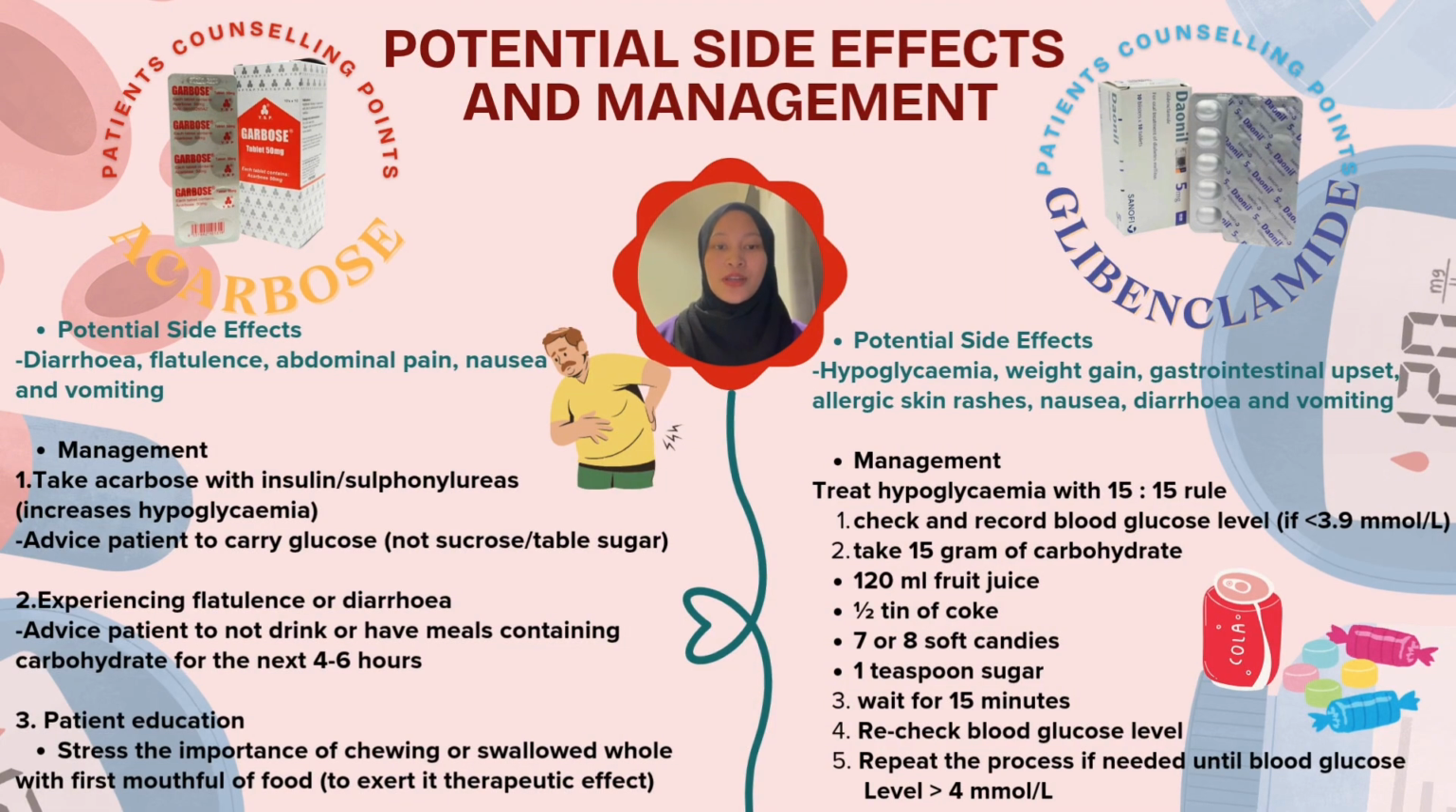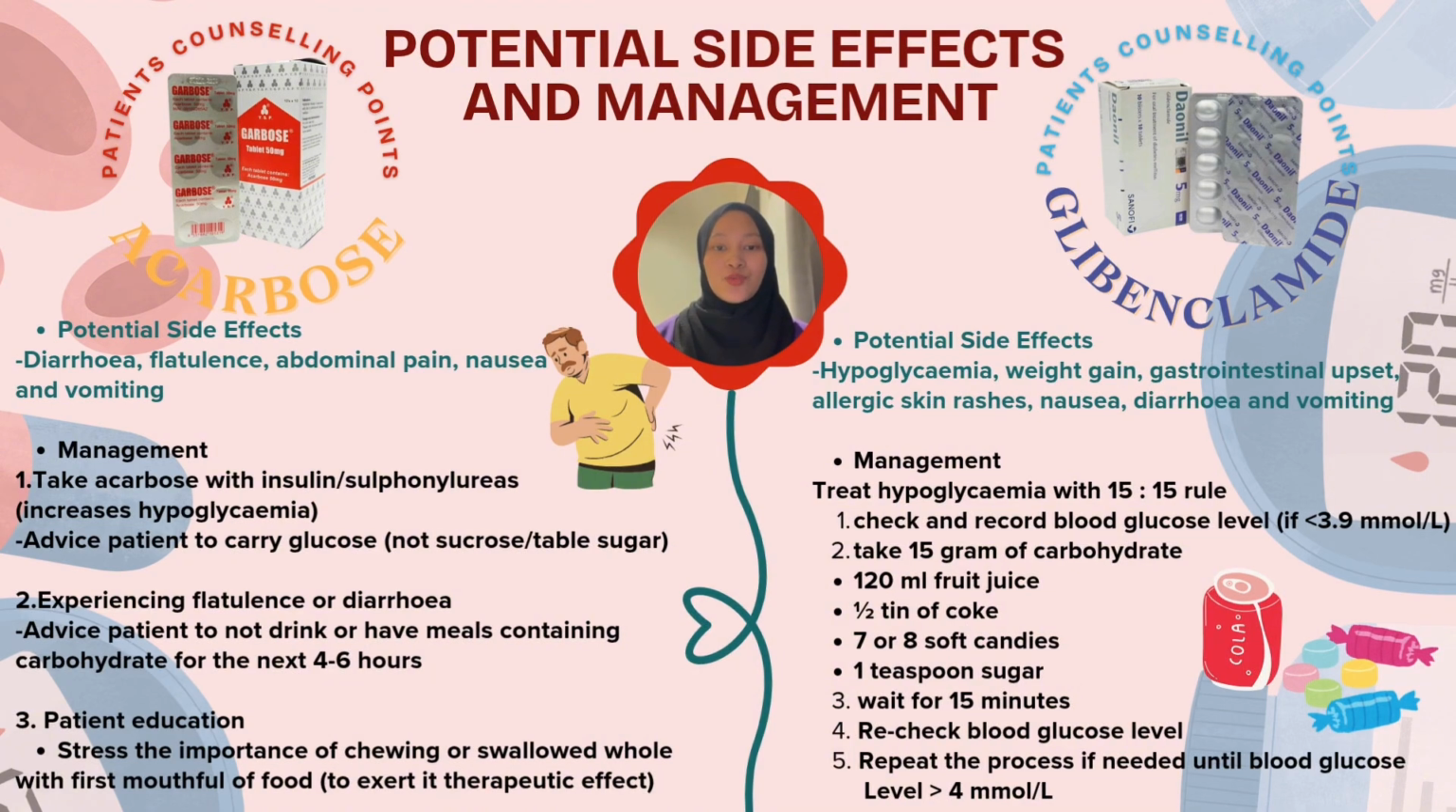The management is to treat hypoglycemia with the 15-15 rule. First, the patient needs to check and record the blood glucose level. If less than 3.9 millimole per liter, the patient needs to take 15 grams of carbohydrates. The 15 grams of carbohydrate choices are 120 ml of fruit juice, half tin of Coke, 7 or 8 soft candy, and 1 teaspoon of sugar diluted in water.